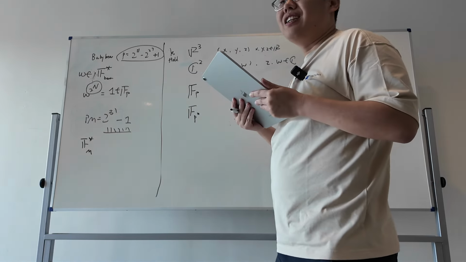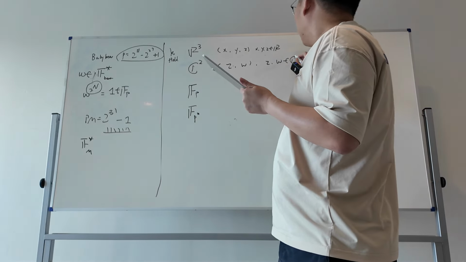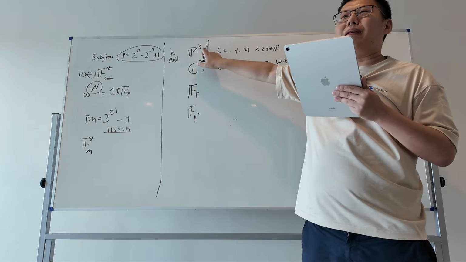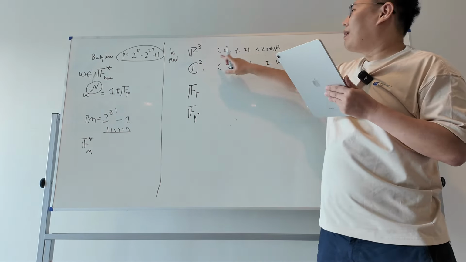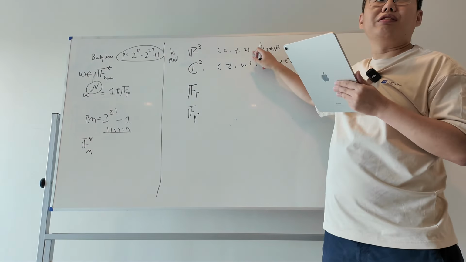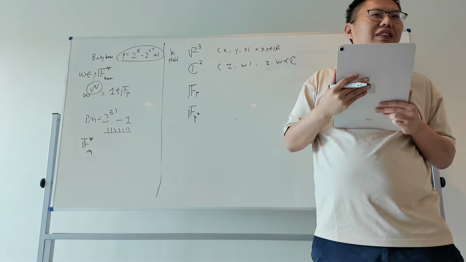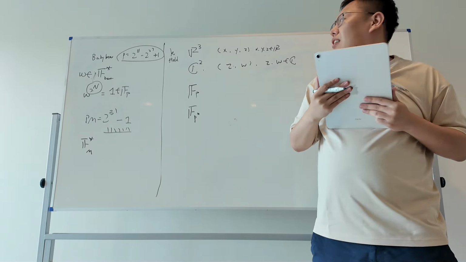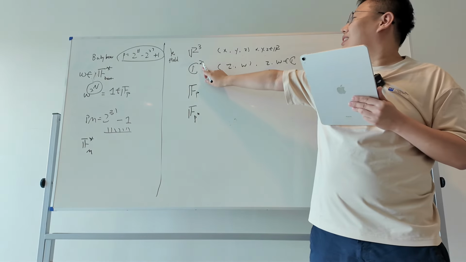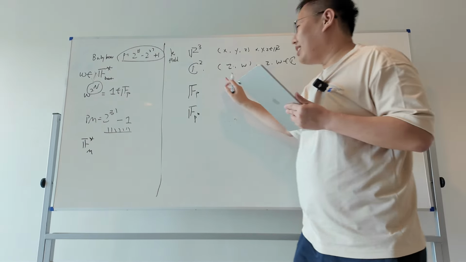Question: then ZW belongs to C or R? C, it's a complex space. So we have two. So this means we pick three from our field. We have three coordinates. And this means we pick two. So the number here means how many things you pick. And this is called dimension.